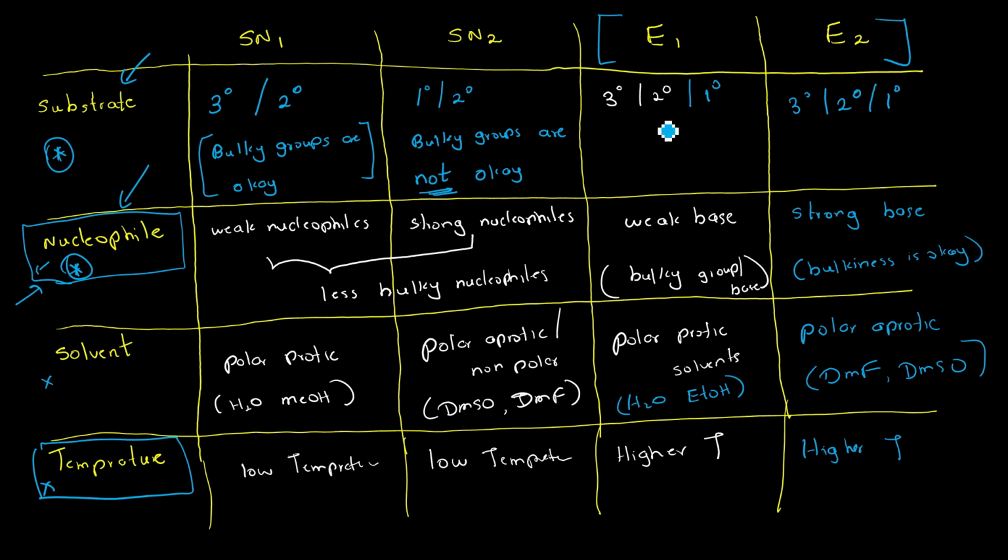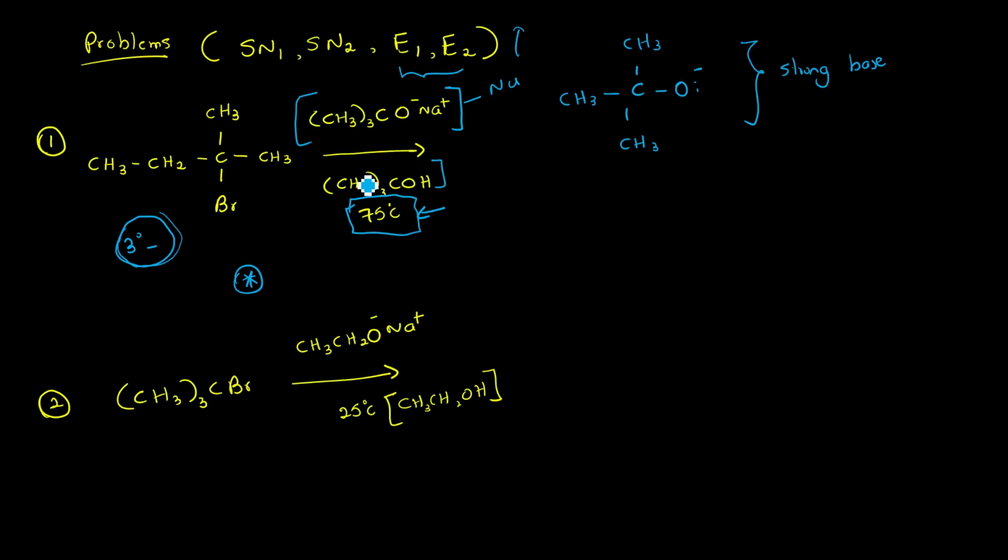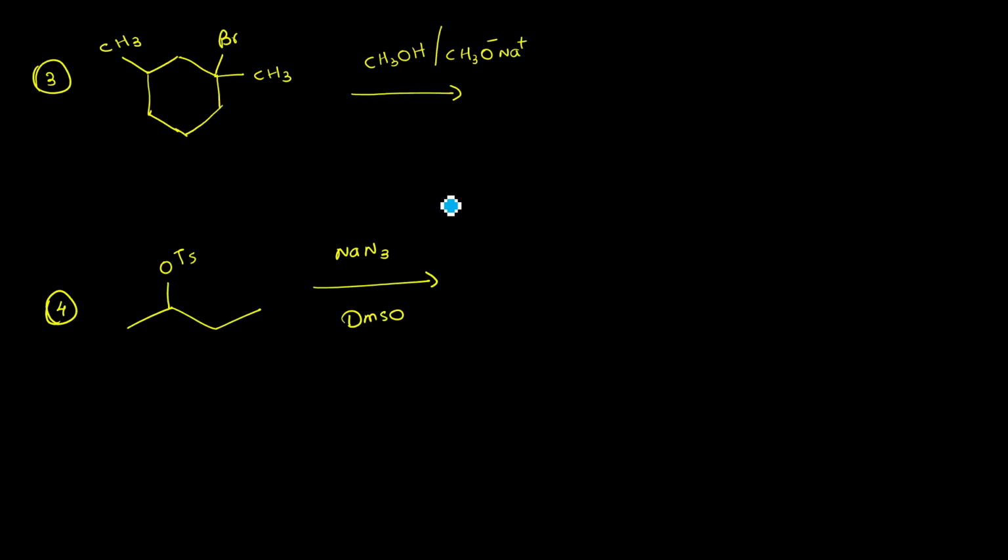So tertiary ones, both are okay with the tertiary ones, right? E1 mechanism, E2 mechanism, both are okay with the tertiary ones. So now how can we configure whether it's an E1 or E2? Now we can go to the last factor, which is the solvent. So this is basically a protic solvent, right?